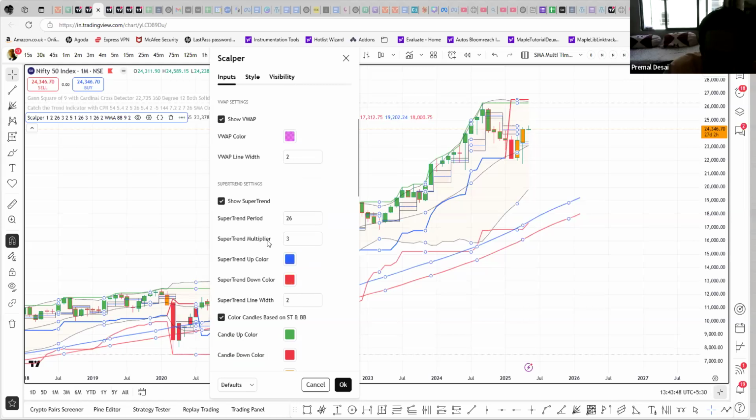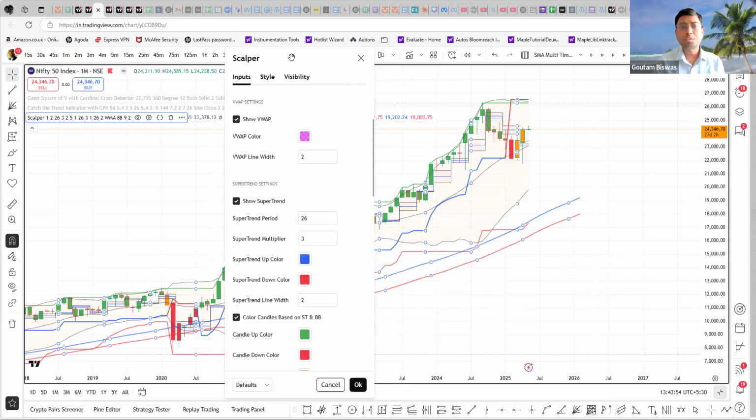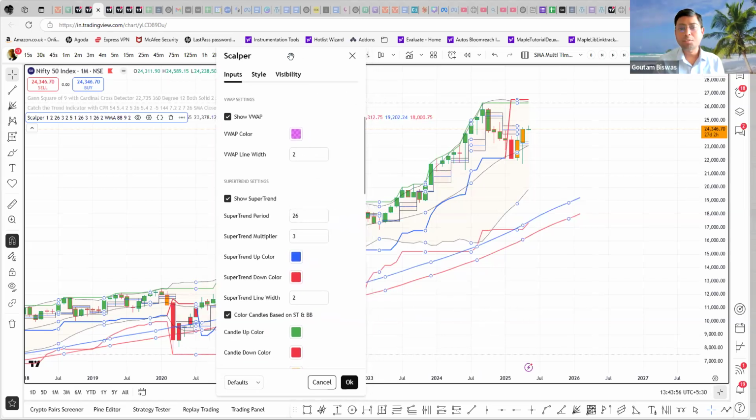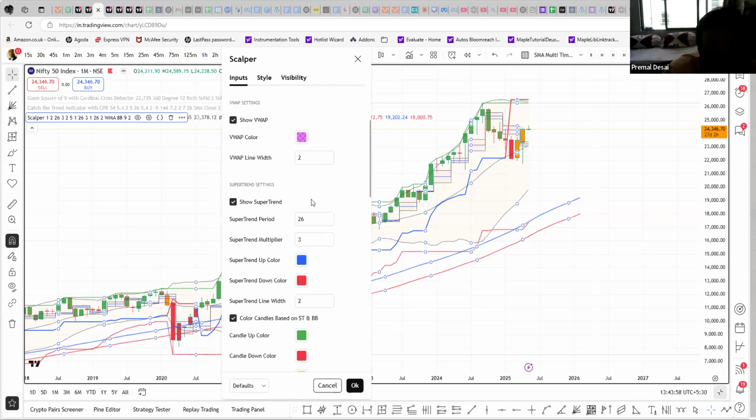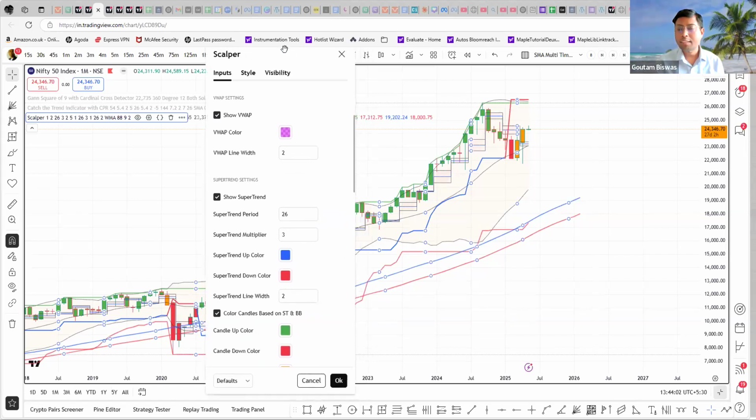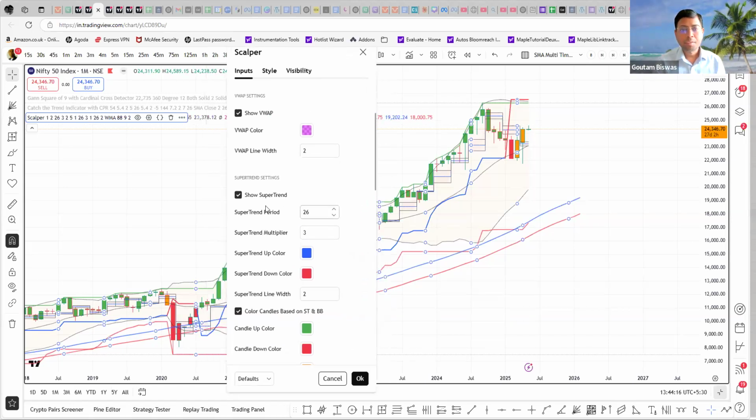And this one gives no fake signal. This is a solution to your problem. You said you exit your trades too early. This is a solution to that problem. It allows you to stay in the trade, even on a smaller time frame, for a longer time. And I will show you how it works even on a 1 minute, 3 minute time frame.